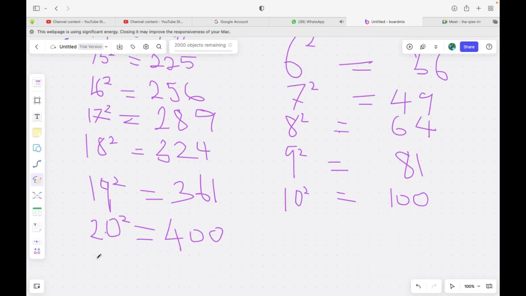So you get 400. 21 square is what? 441, right? 21 square is 441. 22 square is what?